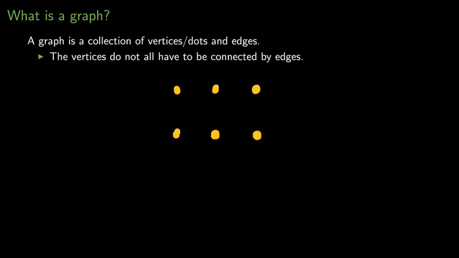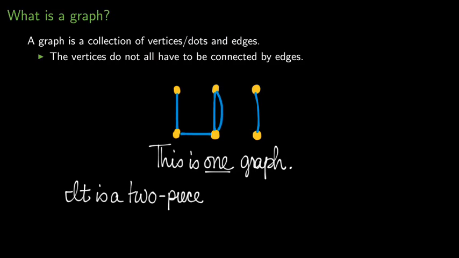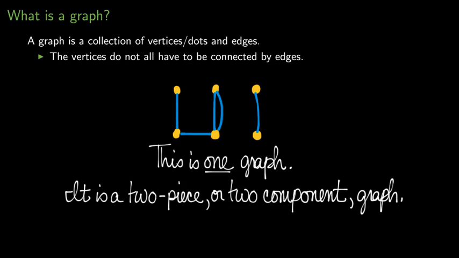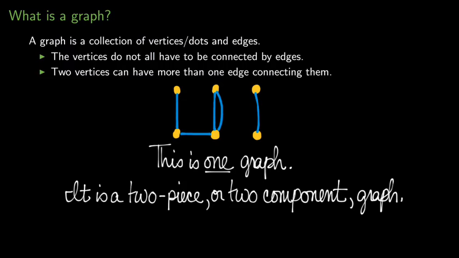So if I have a pile of 6 vertices and 5 different edges, to me, this is a 6 vertex, 5 edge graph. It is a single graph. Now we can talk about it being a 2-piece graph. The formal term is a 2-component graph, but we have to think about this as one indivisible unit. It is one graph.